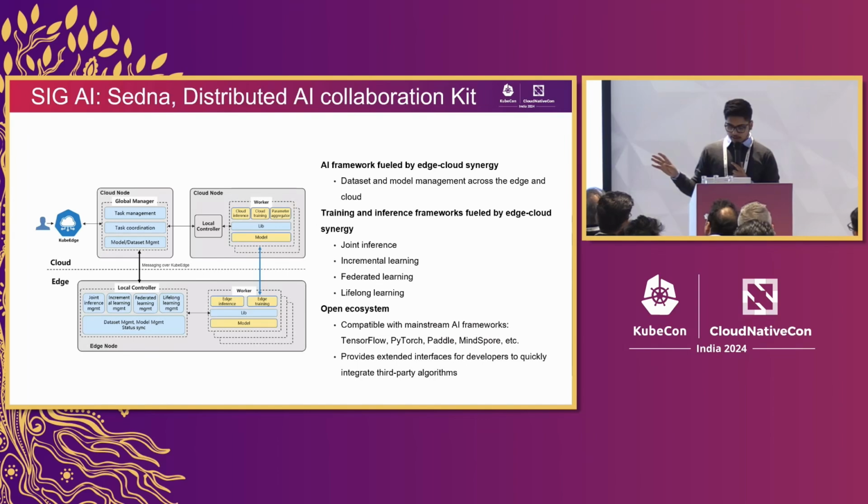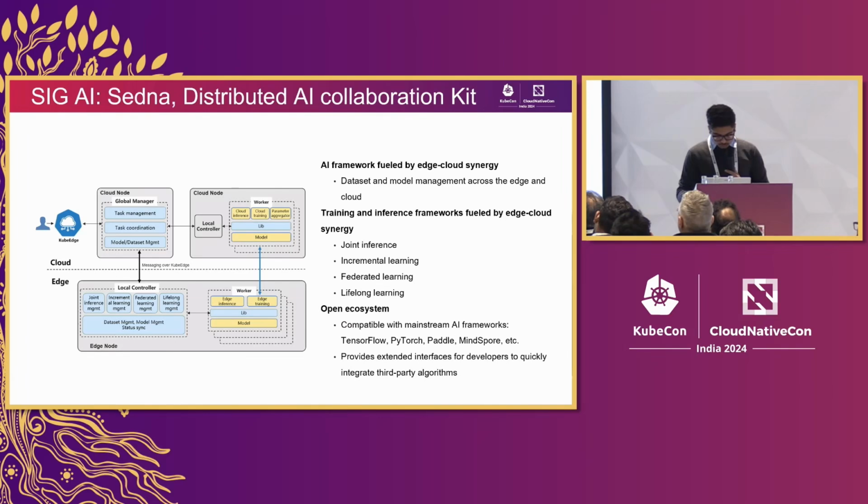If you look at this diagram, we have this global manager, which performs task management and coordination, so that from the central cloud level we can execute all these AI workloads. It also performs model and dataset management, so that we can have centralized control over the AI model and the data. And this cloud node talks to the edge node through the bridge of the local controller. If you look at both these nodes, you'll see the worker. The worker performs the inference. So all this inference and training is performed by the worker.